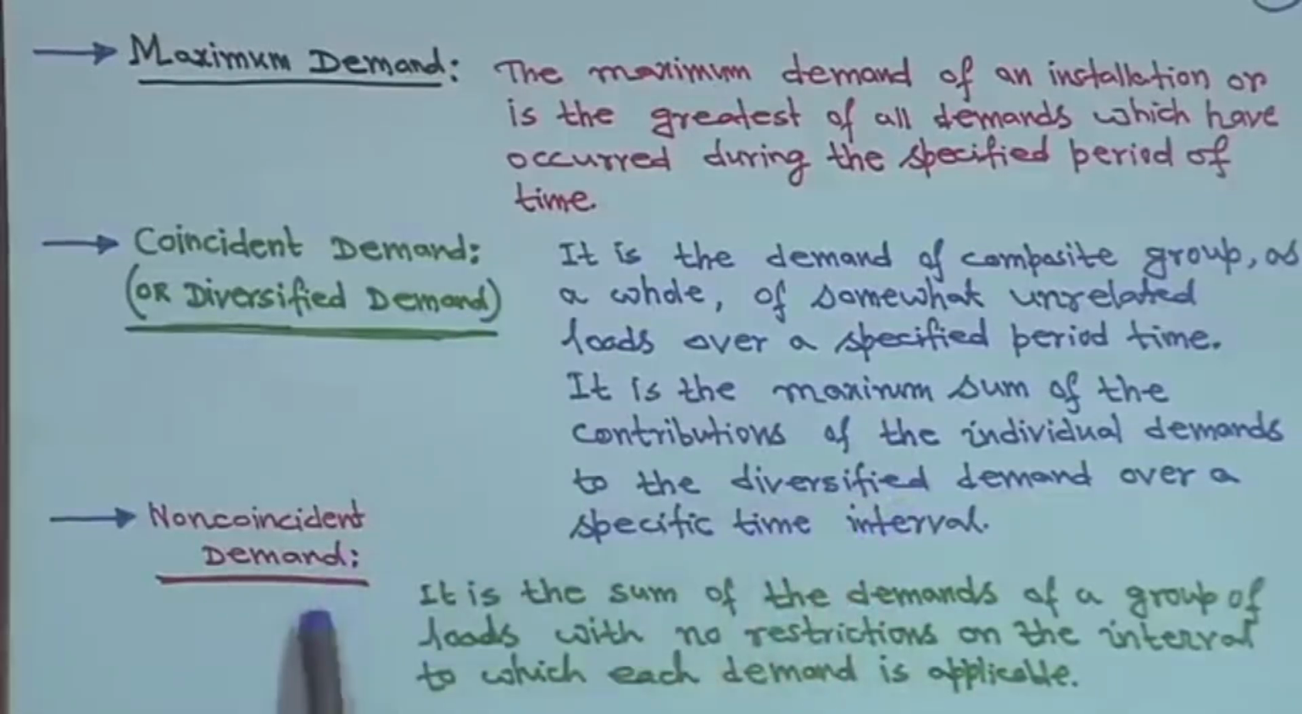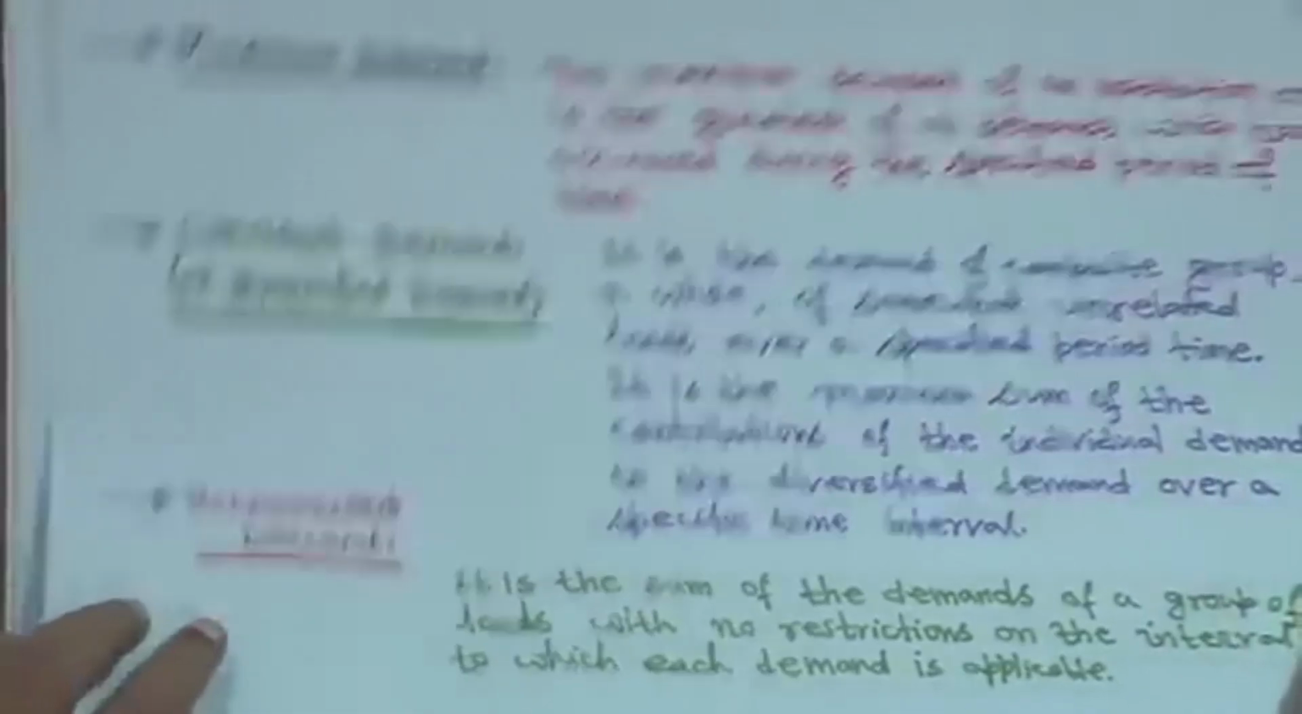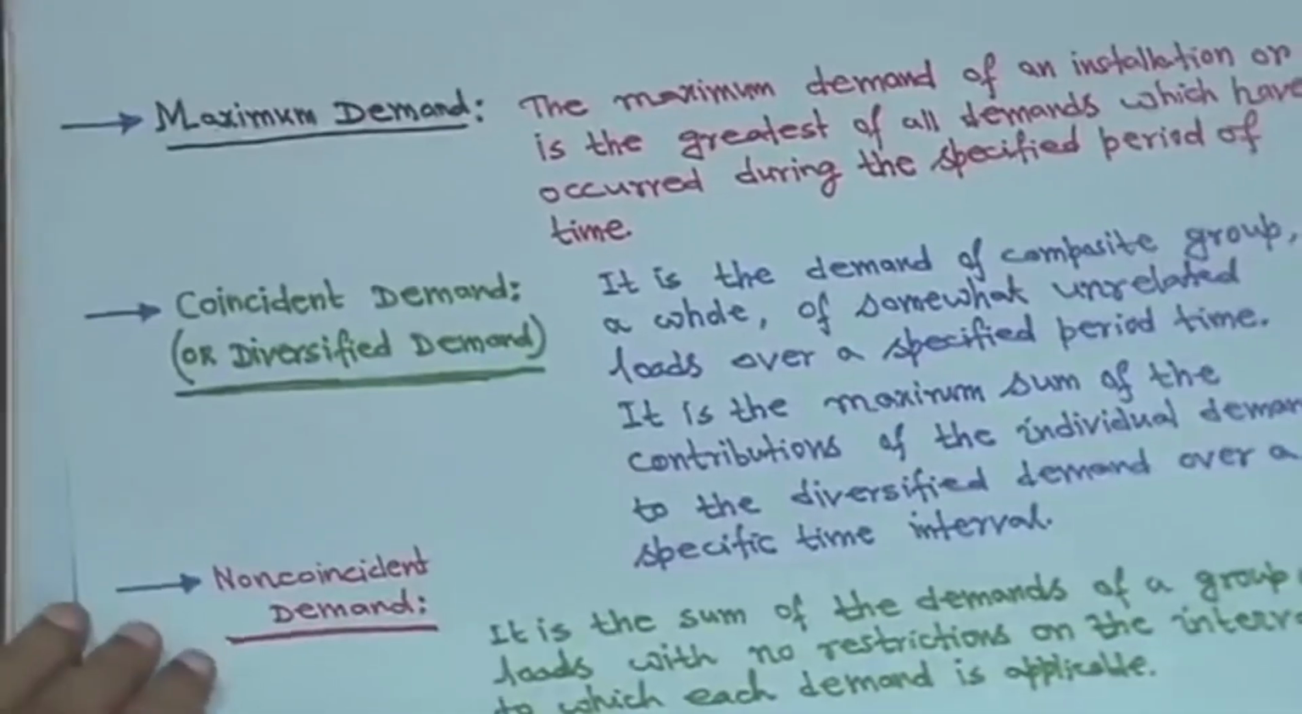Then non-coincident demand. It is the sum of the demands of a group of loads with no restriction on the interval to which each demand is applicable. So in that case there is no restriction on the interval. It is just the sum of the demands of a group of loads with no restriction on the interval to which each demand is applicable. This is sometimes called non-coincident demand.